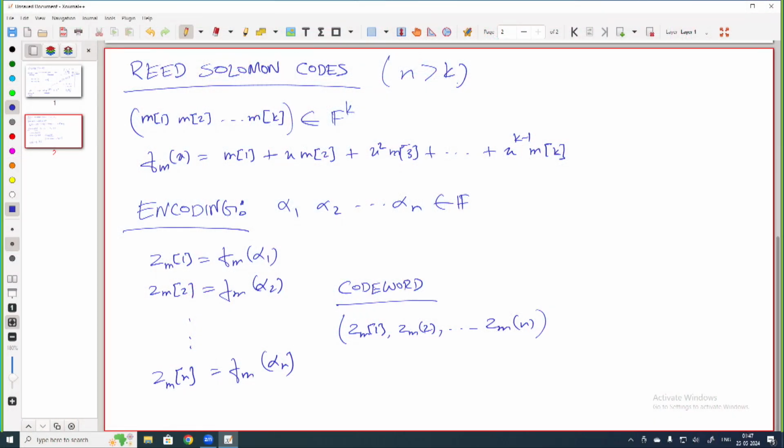Right. In this case, the code words are evaluations of a degree k minus 1 polynomial at n points. So, if you take two code words like this, at how many places can they agree? All places. But look, let us say you have two different messages m and m prime, for which you have two different code words z and z prime. Can z and z prime agree in all places? No, at least one place it has to be different.